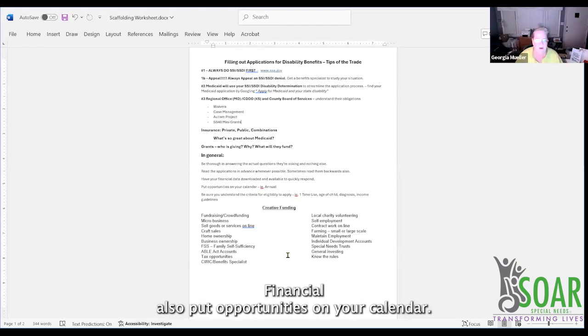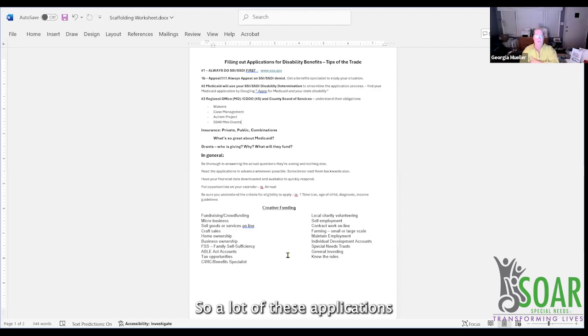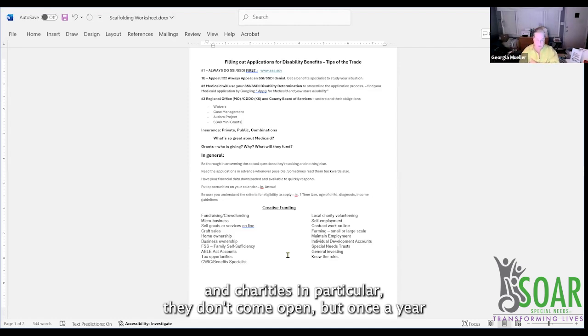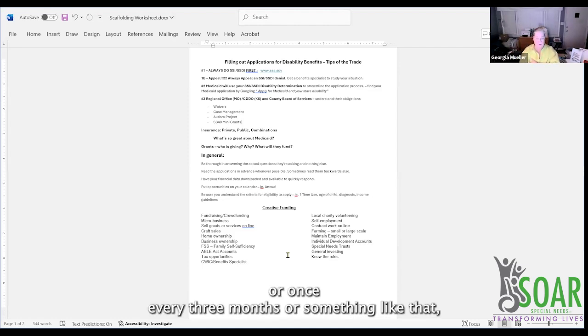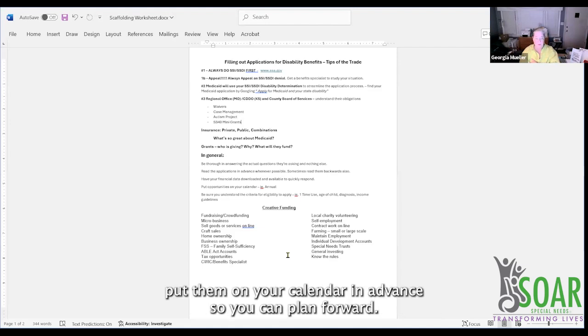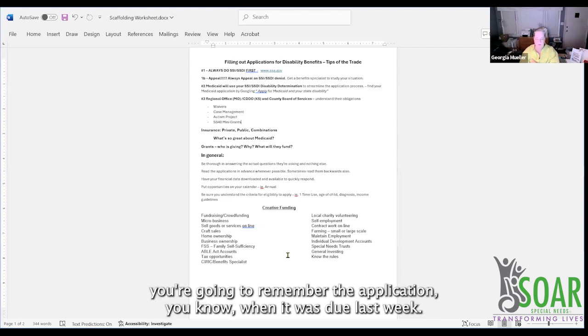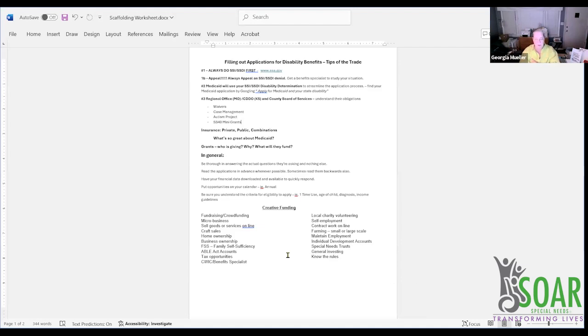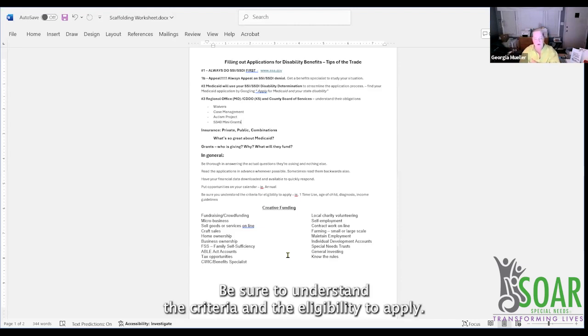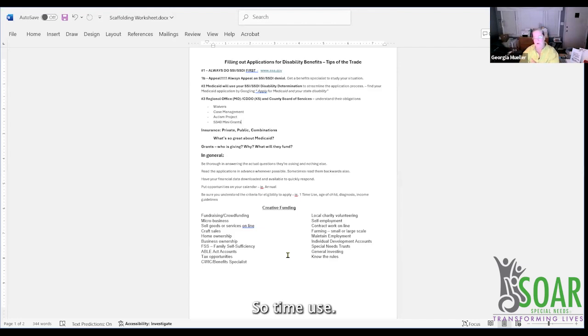Anyhow, put opportunities on your calendar. A lot of these applications and charities in particular, they don't come open but once a year or once every 3 months or something like that. Put them on your calendar in advance so you can plan for them, because we get busy and we forget this stuff. And sure as heck, you're going to remember the application when it was due last week. That's not going to help you. Be sure to understand the criteria and the eligibility to apply.